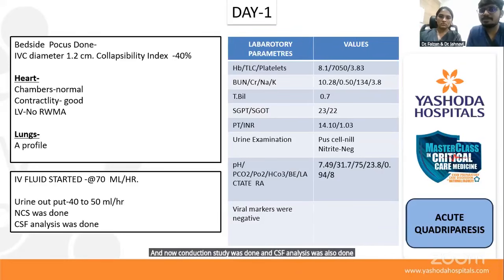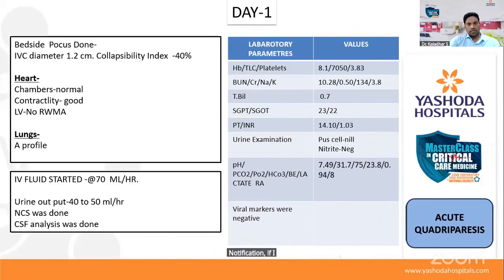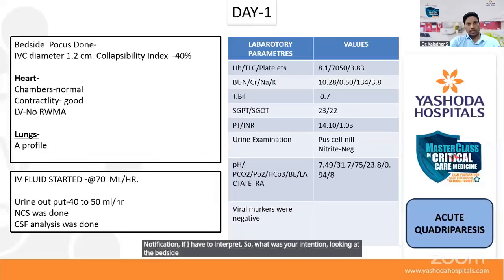And the laboratory parameters came out to be these. If I have to interpret, what was your intention looking at the bedside focus, specifically targeting IVC diameter and collapsibility index? What was your thought process behind that in this patient specifically?